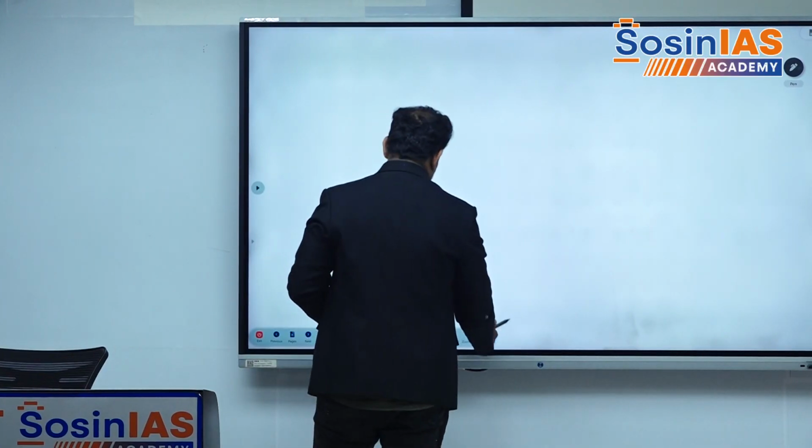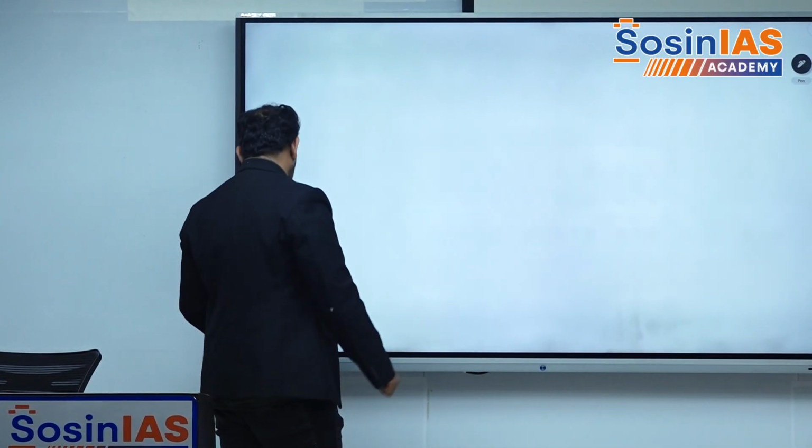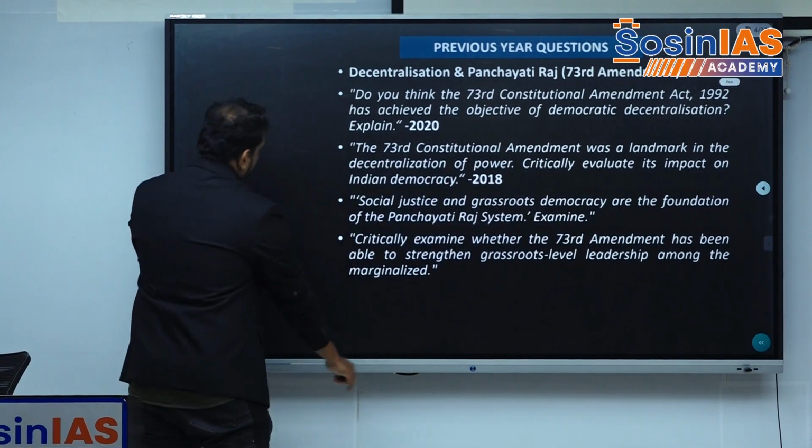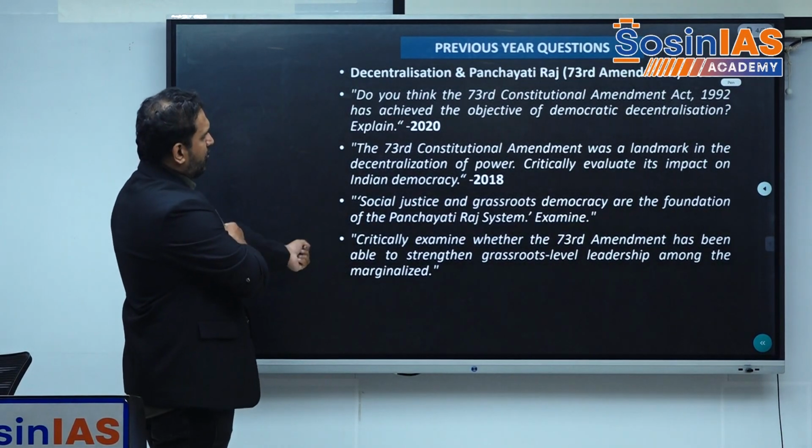This is that. Local governance is a part of the state subject. That's why state governments make laws on it and give the delegation, but a model law is anyhow there. The government of India has given the model law, and everyone has to follow it.